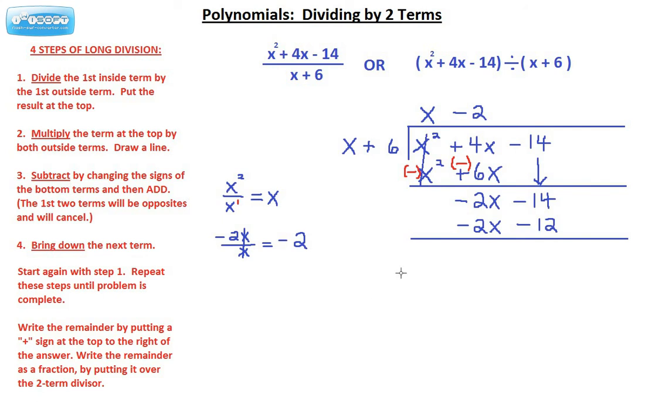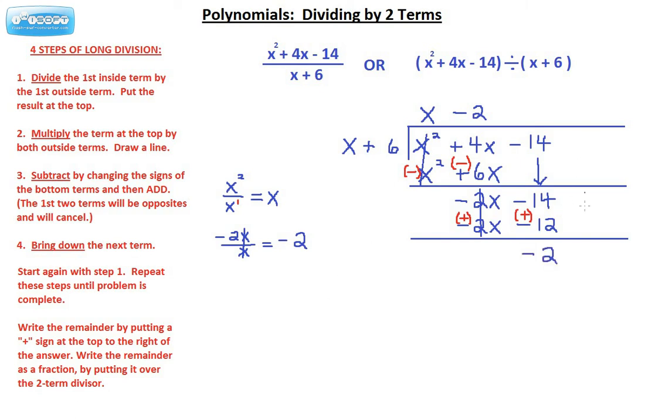We subtract by changing the signs of the bottom terms, and then we add. Here I've changed the signs in red. Our first two terms will always be opposites and cancel. We add negative 14 and positive 12 and get negative 2.